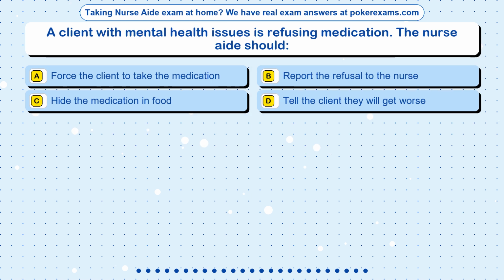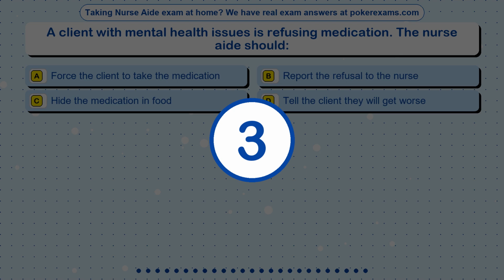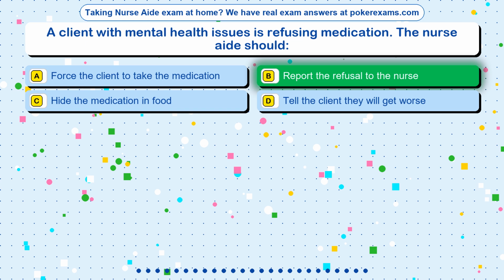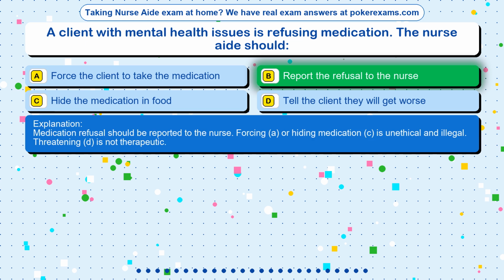Question 5. A client with mental health issues is refusing medication. The nurse aide should: Option A, force the client to take the medication. Option B, report the refusal to the nurse. Option C, hide the medication in food. Option D, tell the client they will get worse. The correct answer is option B, report the refusal to the nurse. Medication refusal should be reported to the nurse. Forcing, A, or hiding medication, C, is unethical and illegal. Threatening, D, is not therapeutic.